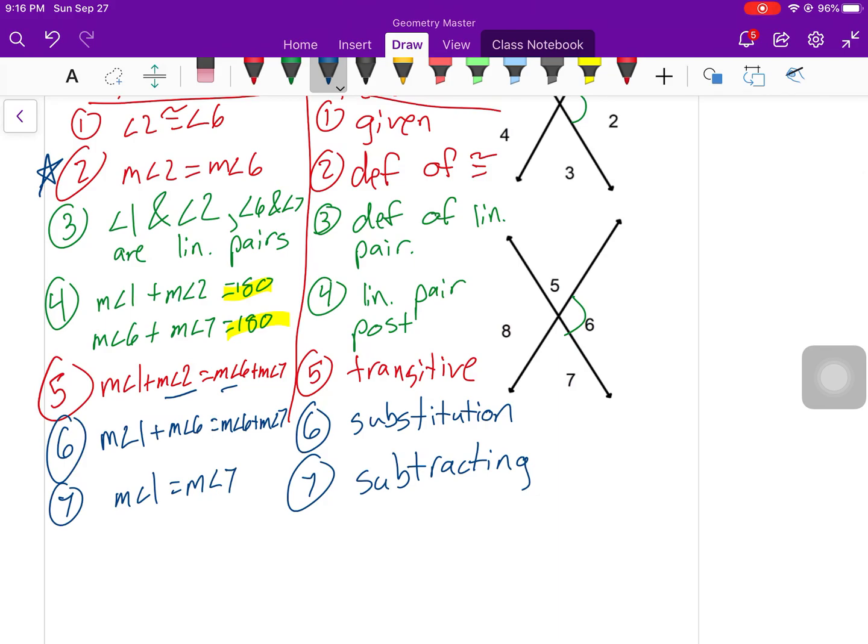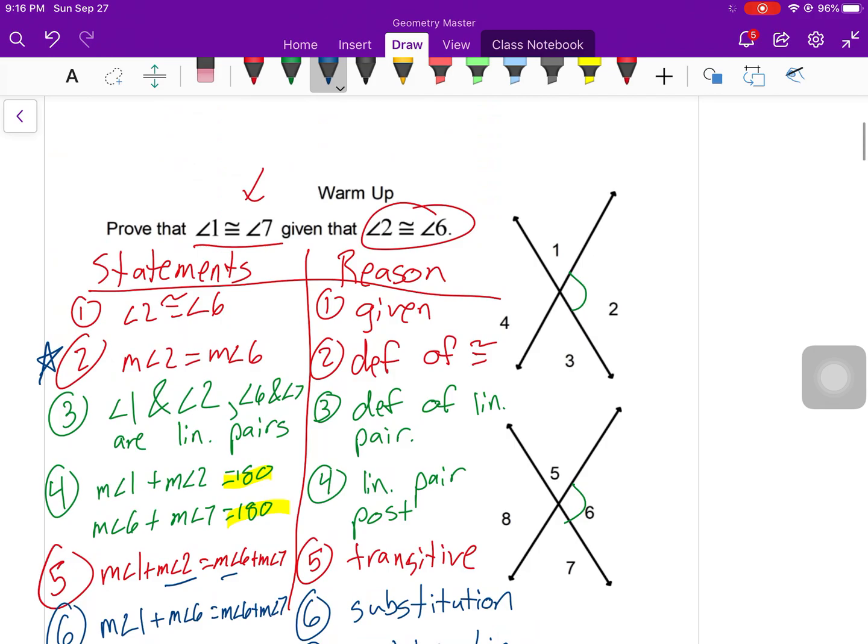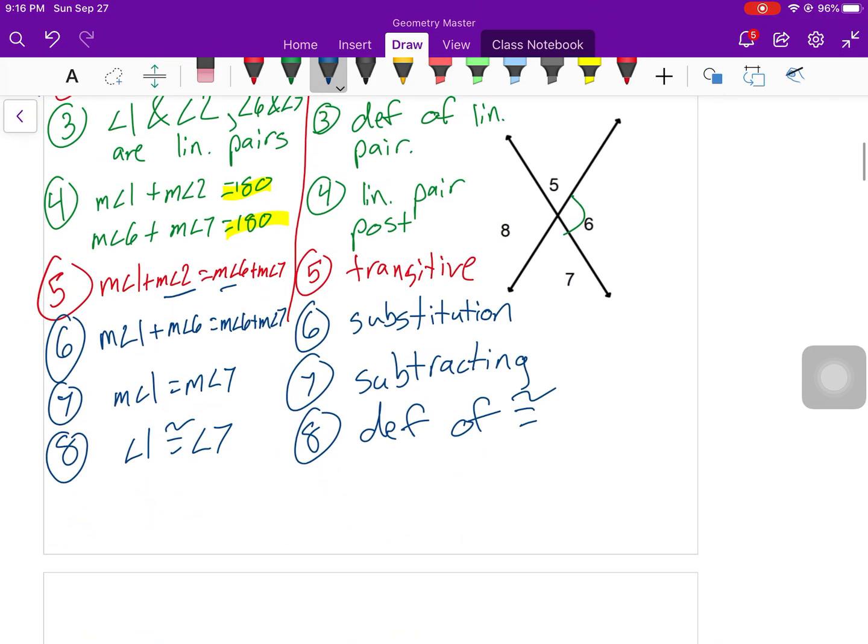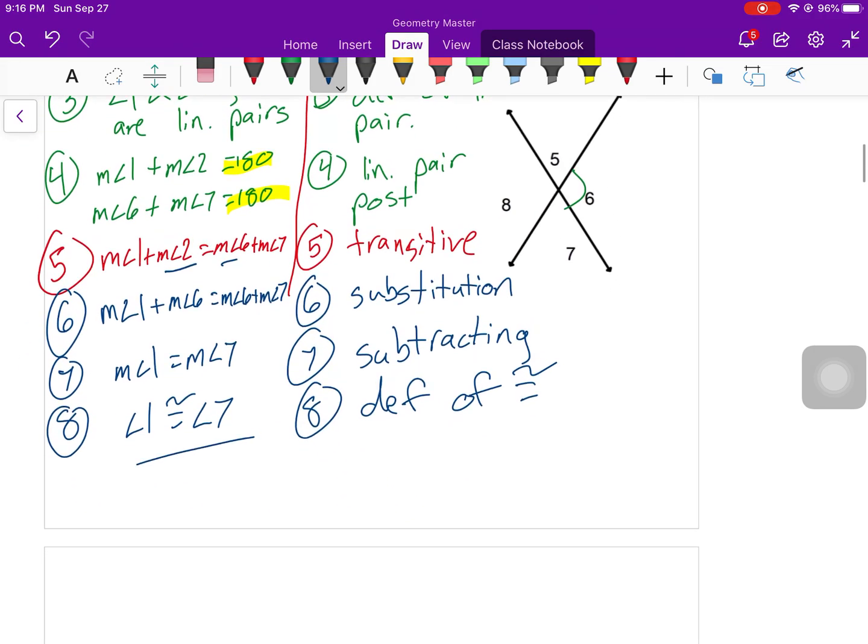And if two things have equal measurement, that means that they are congruent. If they are congruent, I no longer have to put the m in front. We get angle 1 is congruent to angle 7. Again, that's our definition of congruent. That was what I wanted to prove. That's my last step in my statements. So now I am officially done with that problem.